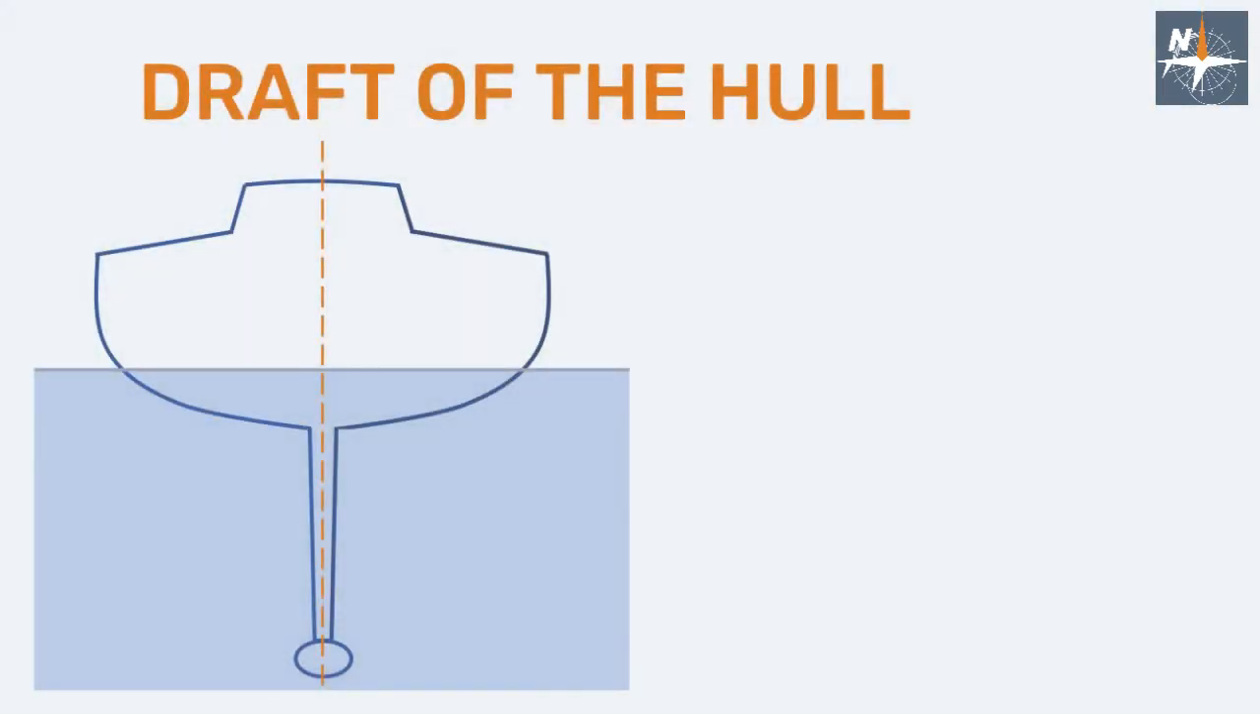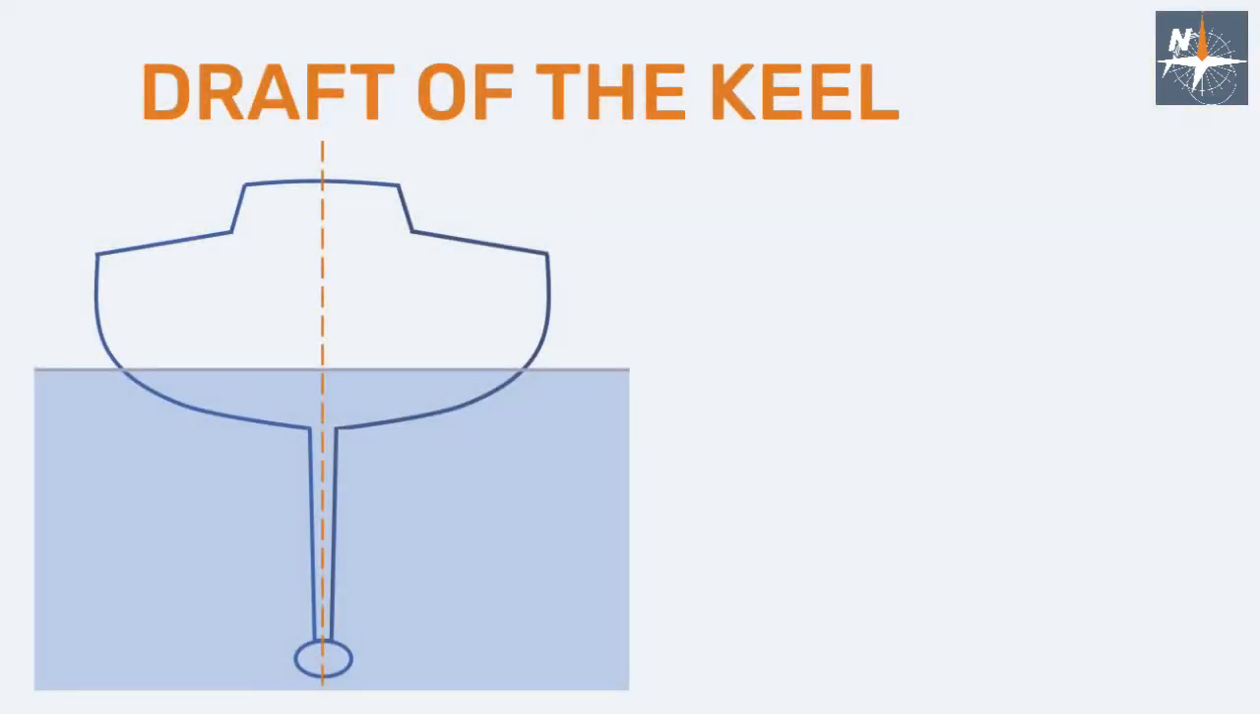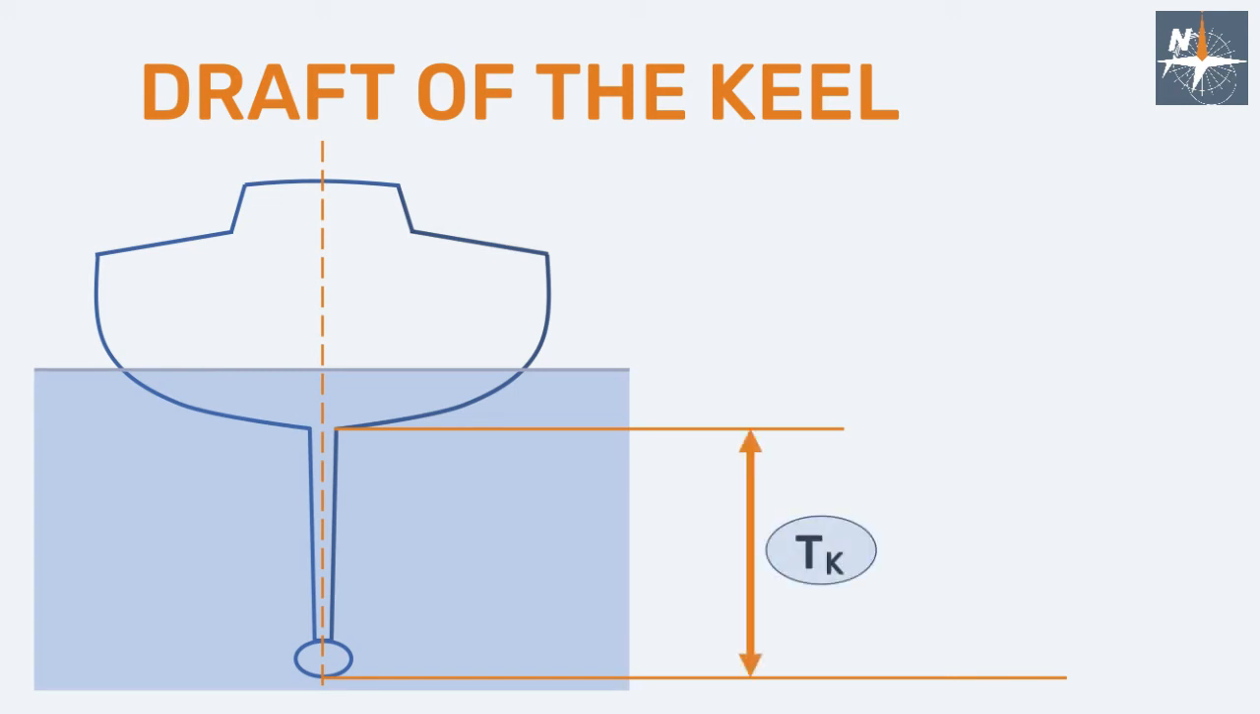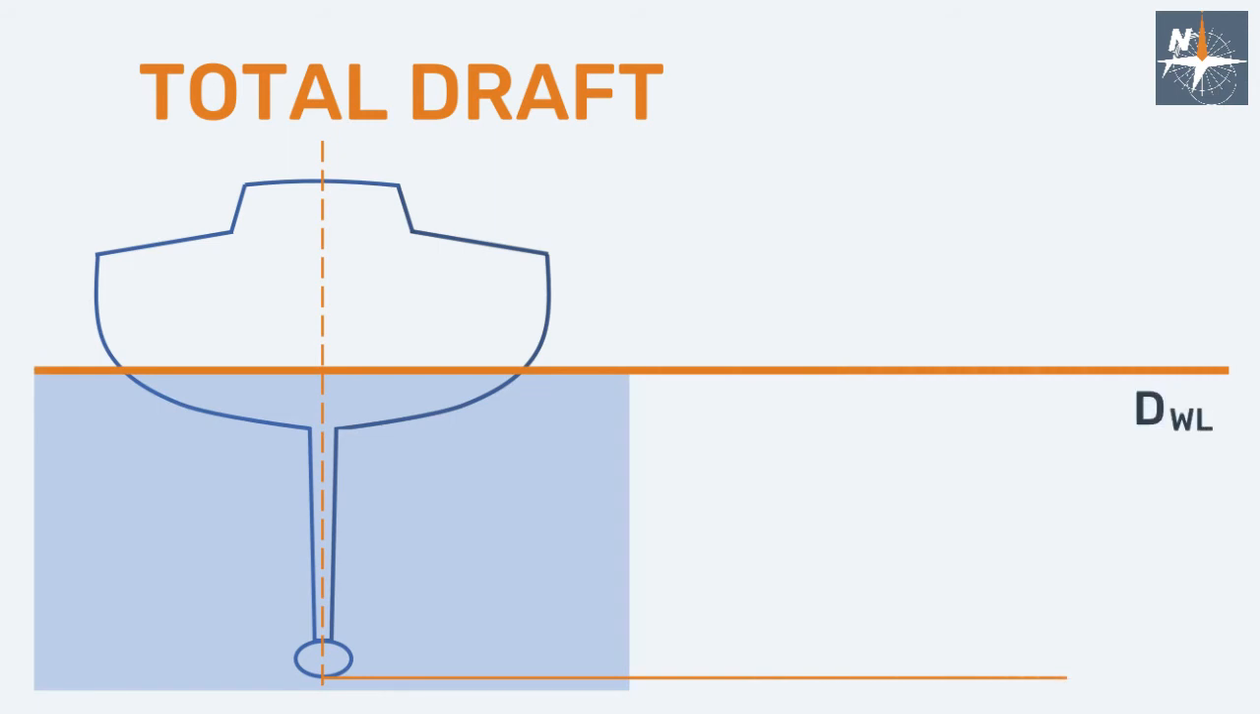The draft of the hull is the vertical distance from the design waterline to the deepest point of the hull. Similarly, the draft of the keel is the vertical distance from the deepest point of the hull to the deepest point of the keel. And finally, the total draft is the vertical distance from the design waterline to the deepest point of the keel. It is equal to the draft of the hull plus the draft of the keel.